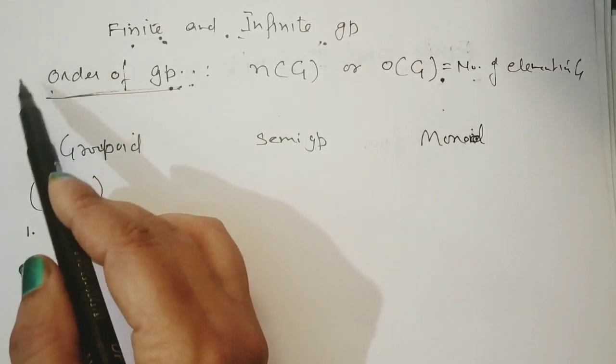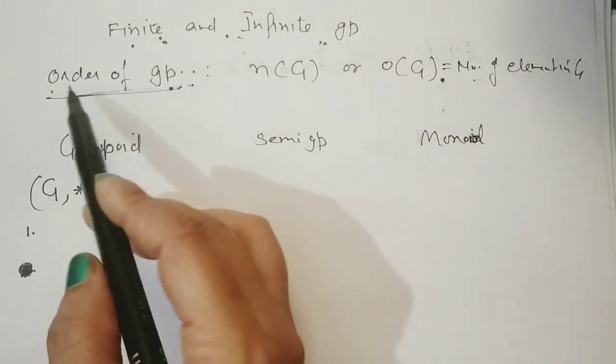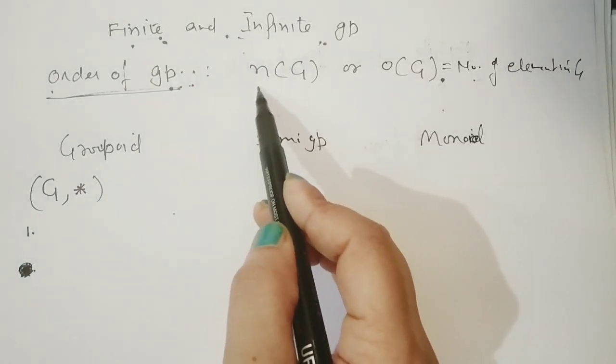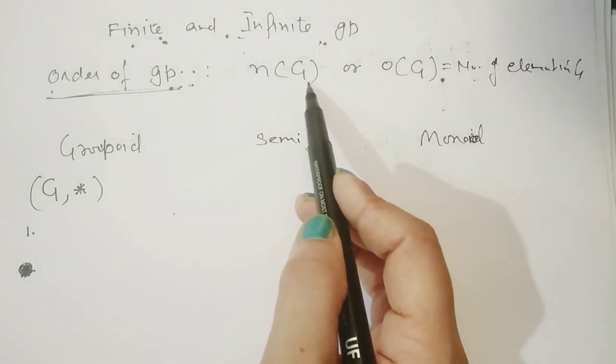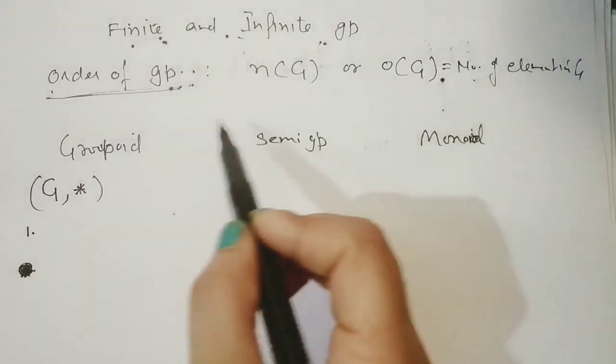So if the group has a finite number of elements, how many elements it has, that is called the order of a group, and it is denoted by the number of elements of a group or order of a group. Number of elements in G.